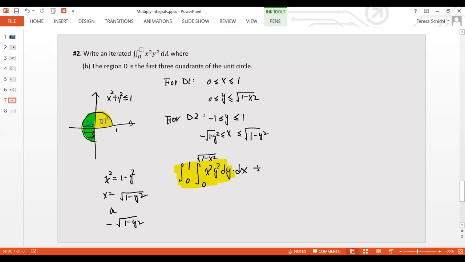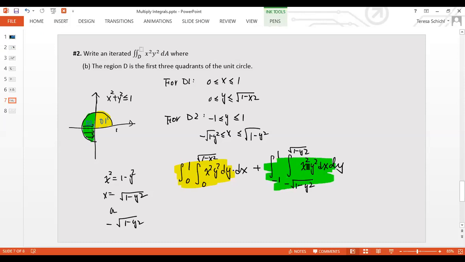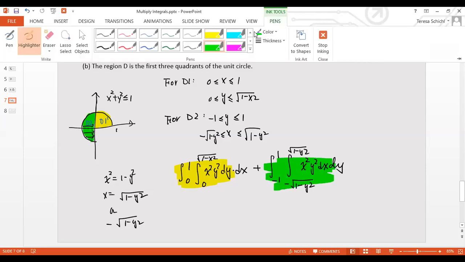And then plus, now I want to do x here. So I have an x squared and y squared dx dy. So x here is from negative square root of 1 minus y squared to the positive square root of 1 minus y squared. Now what is the y's here? It's negative 1 to 1 here. So this is my green area. Okay, that's it.